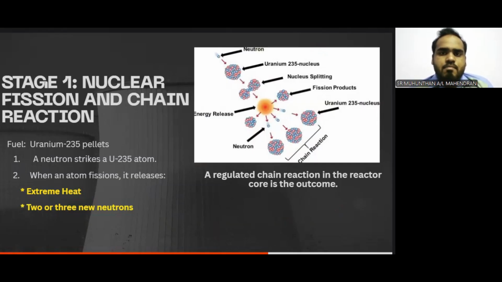The fuel is basically pellets of uranium-235. When a tiny neutron strikes one of these atoms, it splits apart. This splitting process releases a huge amount of heat energy and, crucially, two or three neutrons as well. These new neutrons then fly out and split other atoms, which release more neutrons and create a self-sustaining process called a controlled chain reaction. This continuous splitting of atoms is what generates the steady heat, and it all happens within the reactor core.